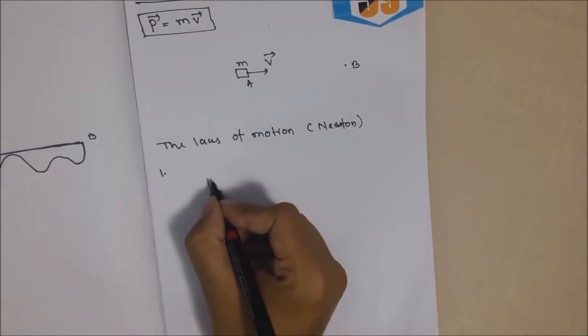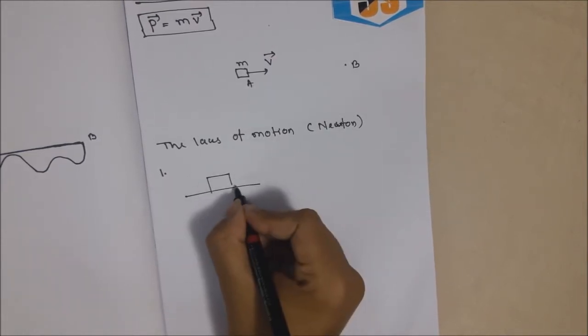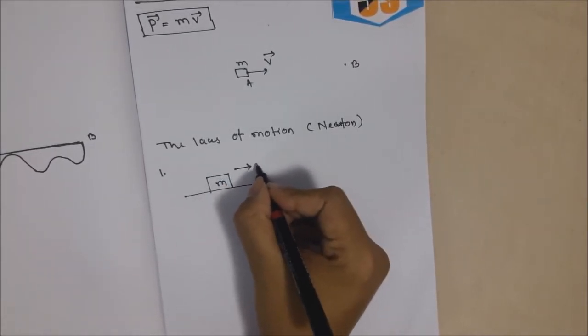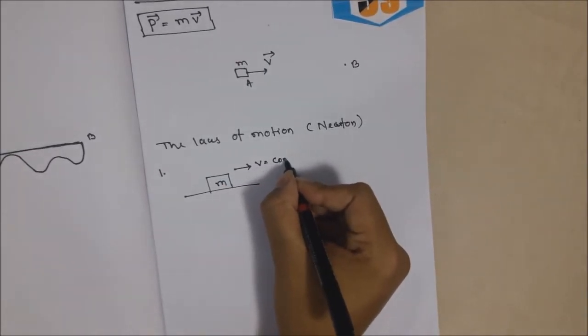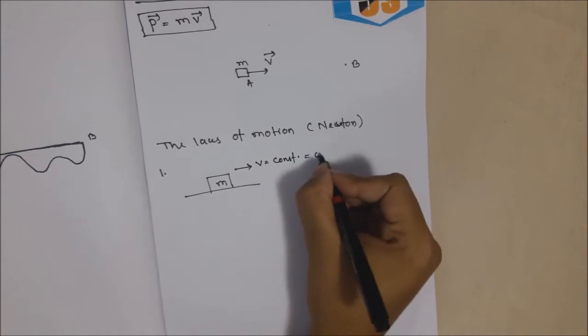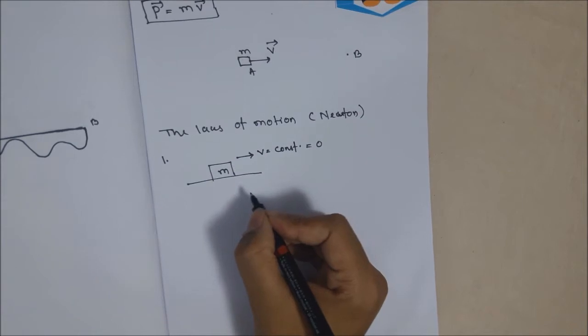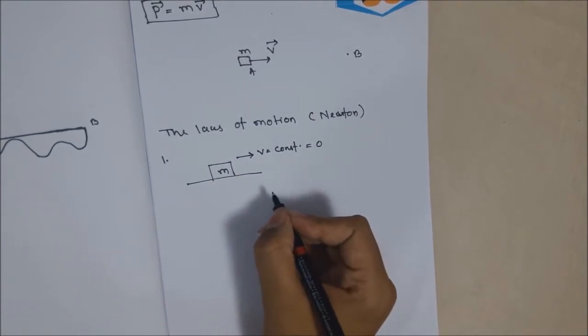Let this be a body of mass m. It is having a velocity which is constant or equal to 0. If no force is acting on it, then it will move in this way and the acceleration will also be 0.